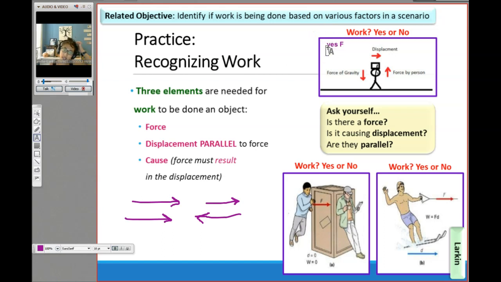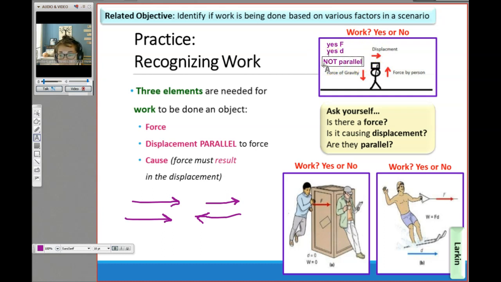Great. Now, is there a displacement? Is the object moving? Yeah, the object is also moving, so yes, there's a displacement, perfect. And then lastly, are those two things parallel, right? So if we have displacement going to the right and a force going up, are those two lines parallel to each other? Is the force causing a parallel displacement? Oh no, they are not parallel.